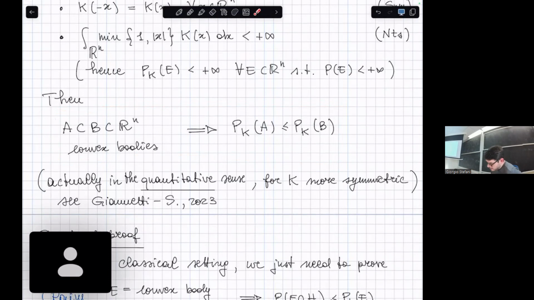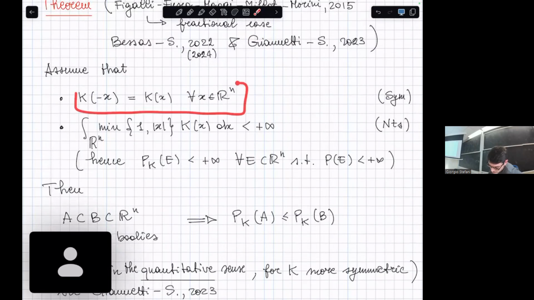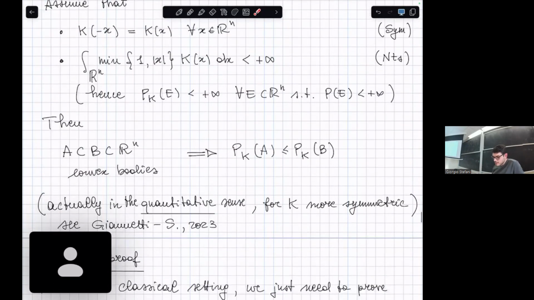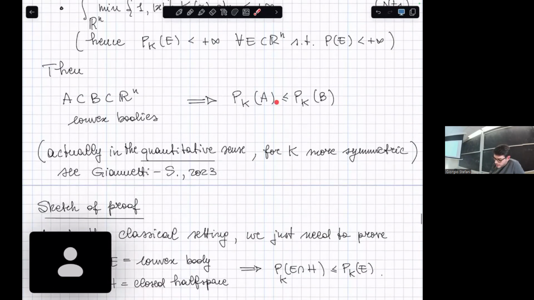Actually, in a quantitative sense, I won't enter into the details, but if you assume a little bit more on the kernel K concerning its symmetry properties, so you reinforce a little bit this assumption here, which is morally always for free, which means that, for example, you take the fractional kernel, this is one possible application of that, then you get even a quantitative estimate, so you can put something here. You can add something depending on the distance between the two sets. And this is contained in my work with Flavia.